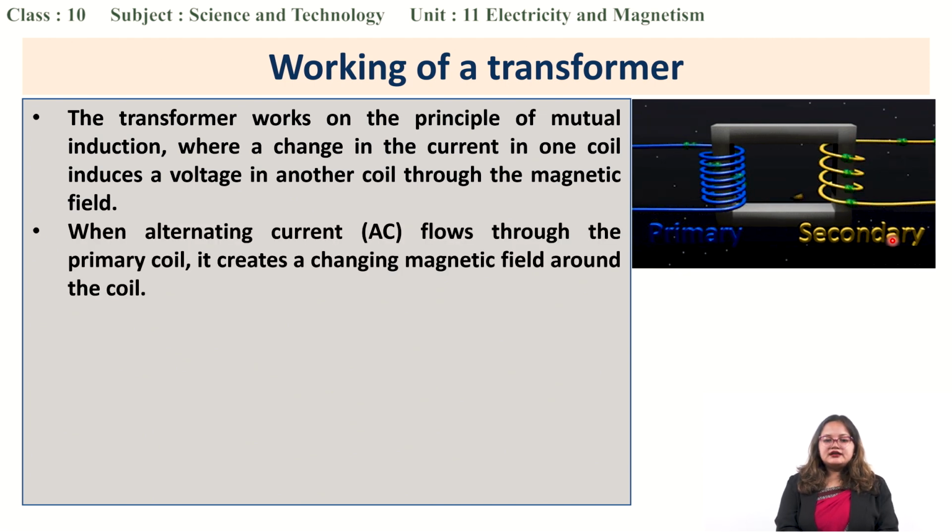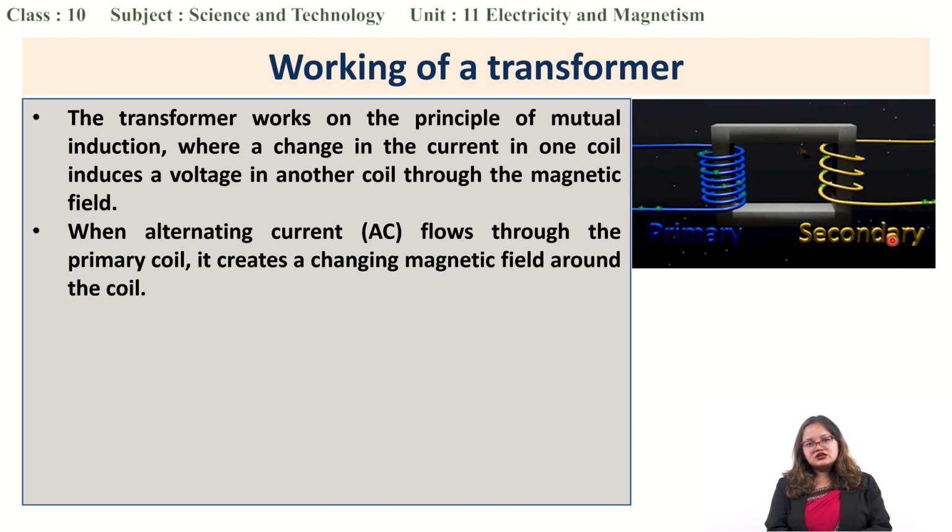When alternating current flows through the primary coil, it creates a changing magnetic field around the coil. Again, we already saw that in our previous slides, how the AC current changes the polarity of the induced magnetic field as well. So what if there was no change in current? We are talking about AC, we are talking about the changing magnetic field. So what if the current did not change its direction?